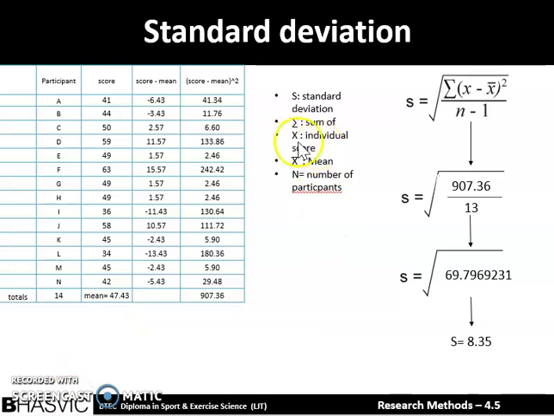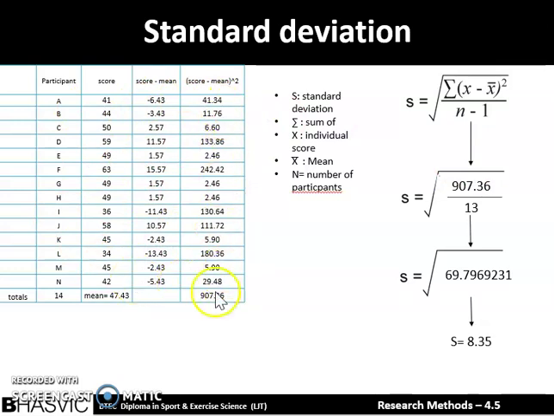So next, you get all the individual scores, which is X in here. So here you would do 41, take away the mean, which we've just worked out as 47.43. And this gives you this answer here. To then reach this answer, you would then square it.